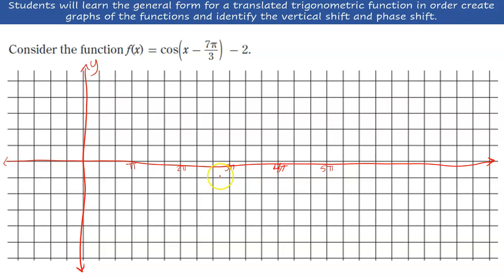Now, anybody know why I counted by pi over 3s? Exactly. I counted by pi over 3s because my phase shift is a multiple of pi over 3. So it's actually negative 7 pi over 3. Since it's negative, that means I'm moving to the right. So my maximum, instead of occurring on the y-axis, is going to occur at 7 pi over 3, which is here. And my maximum, we said, was negative 1. The next maximum is going to be 2 pi later. So 7 plus 6 is 13 pi over 3. That's going to be here.